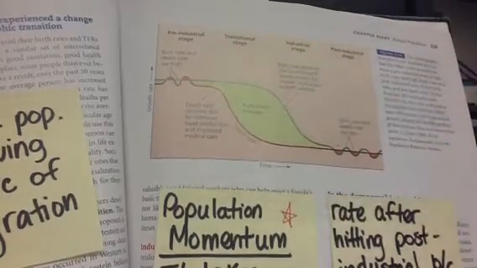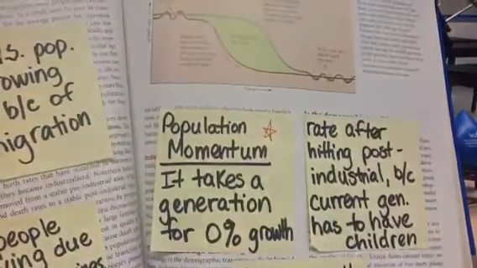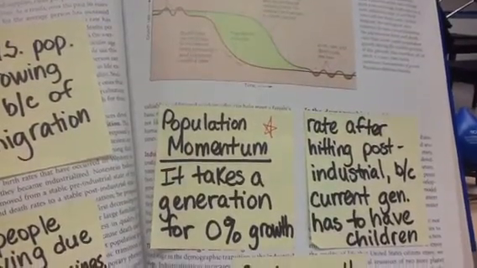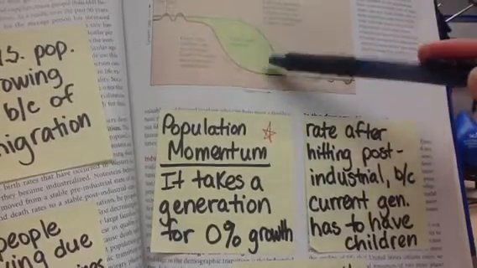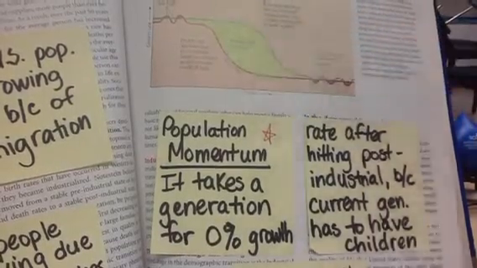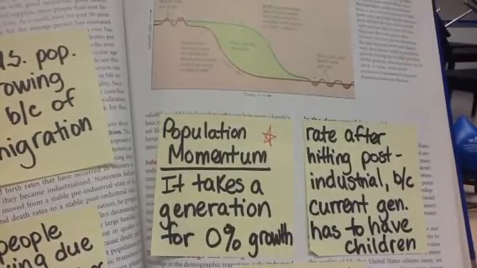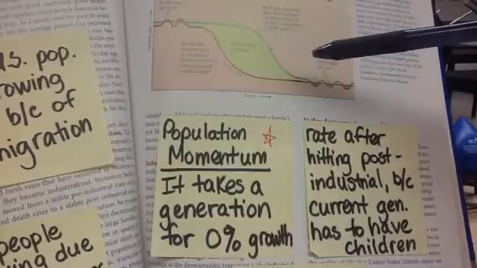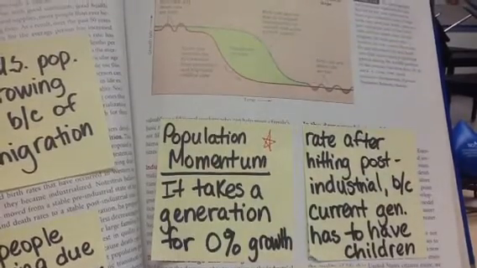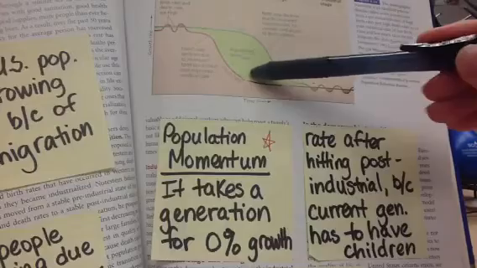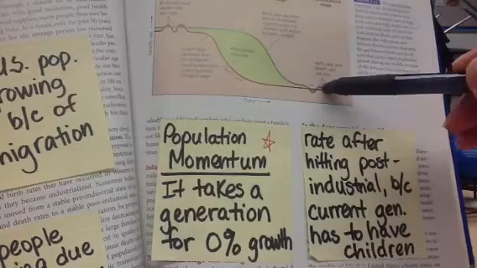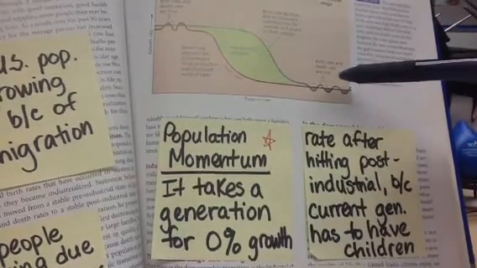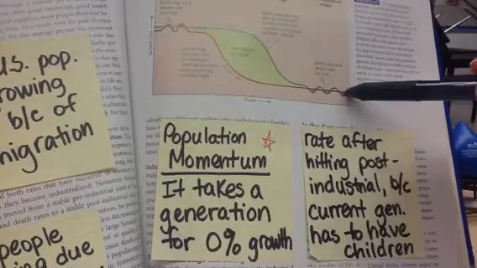The next term is not in your book, but it is on the AP test. Population momentum. Excuse me. It takes a generation for 0% growth. And it has to do with this big bubble area here. You have this huge population increase, which we can also refer to as population momentum. Because here, I'm sorry, I was wrong about that. This big area here is not population momentum. After you have 0% growth here, which is your post-industrial stage, is at 0% growth.